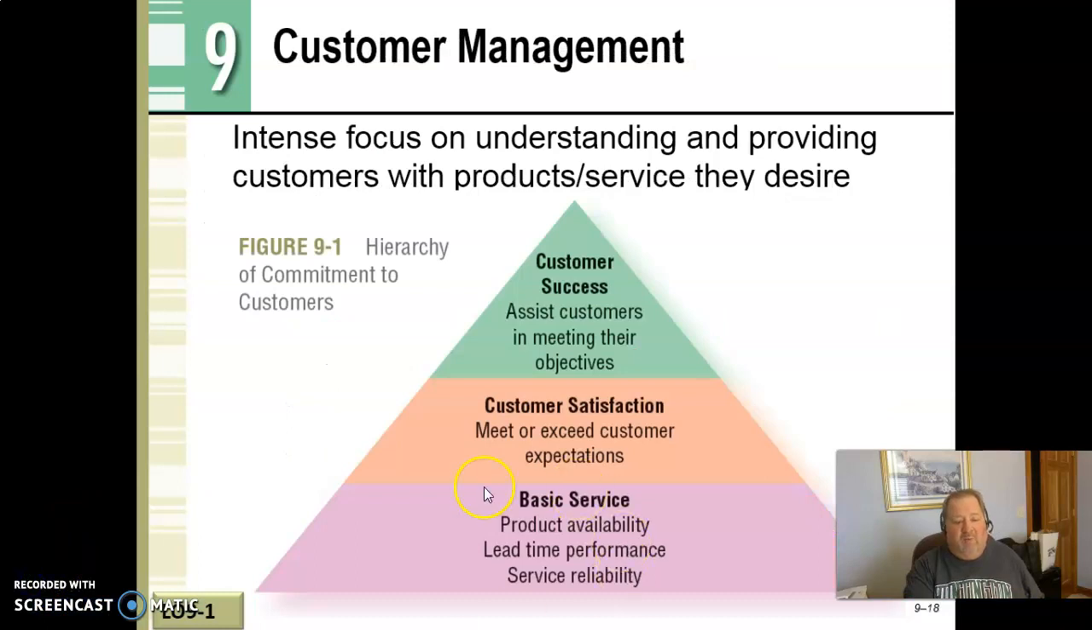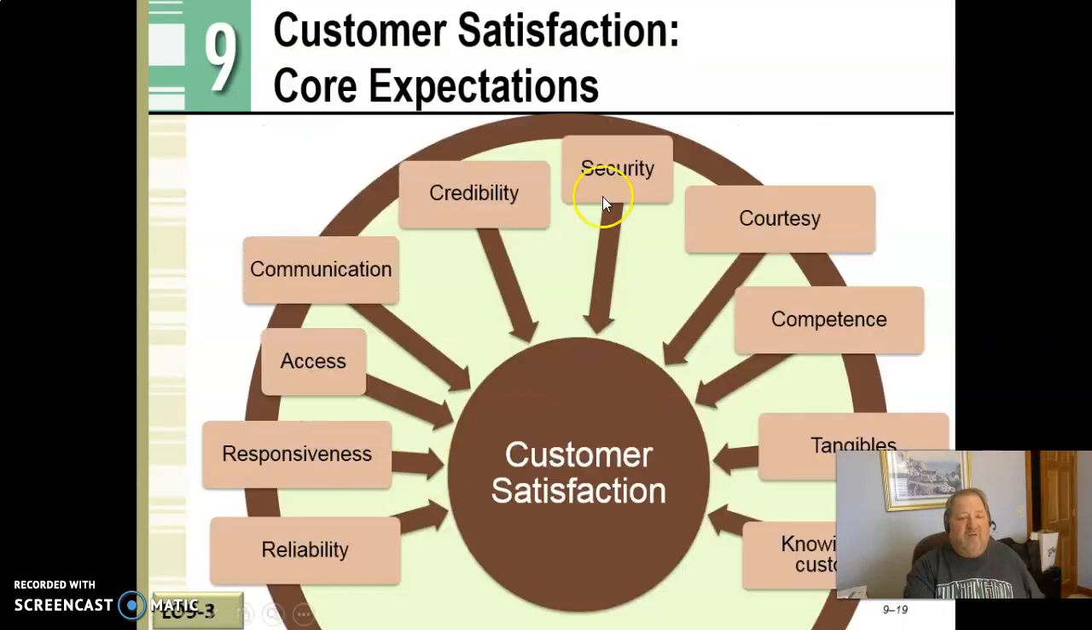So thus far, we've been focused on basic service, what it takes just to earn an order. The next level of customer service is customer satisfaction, and then we will also talk about customer success. For customer satisfaction, think of it as a variety or a wheel of things that we need to do.